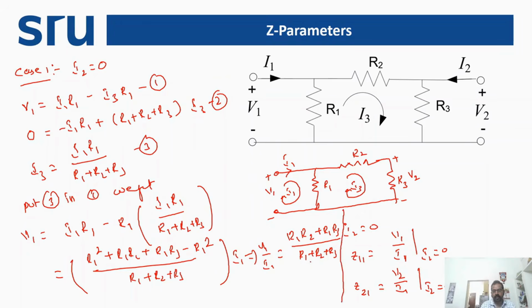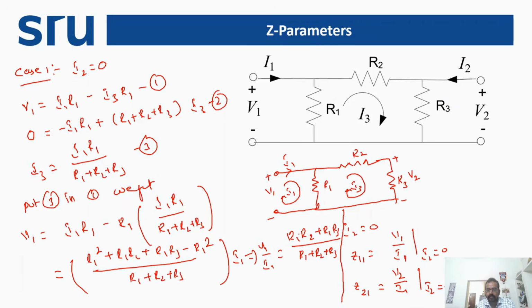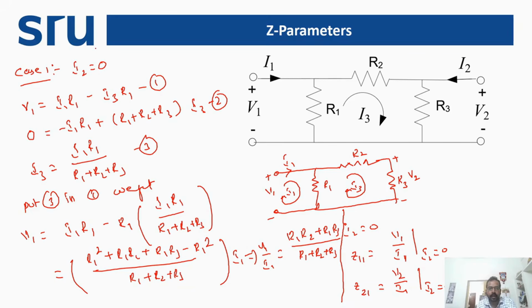So this is the same one which we got previously. You can see here R1 R2 plus R1 R3 divided by R1 plus R2 plus R3. Now we shall solve for Z21. Let us solve for the second one. How can we get it? We know that V2 equals I3 into R3. So let us substitute over here.